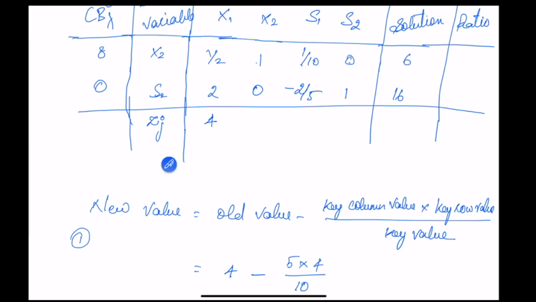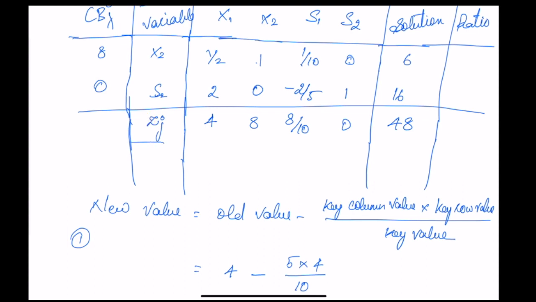Similarly, we do all the calculations. 8 into 1 is 8, plus 0 into 2, plus 0. 8 into 1 by 10. So 8 by 10. Plus 0 into minus 2 by 5, which is not going to change. So 8 by 10. 8 into 0, once again 0. 8 into 6, 48.